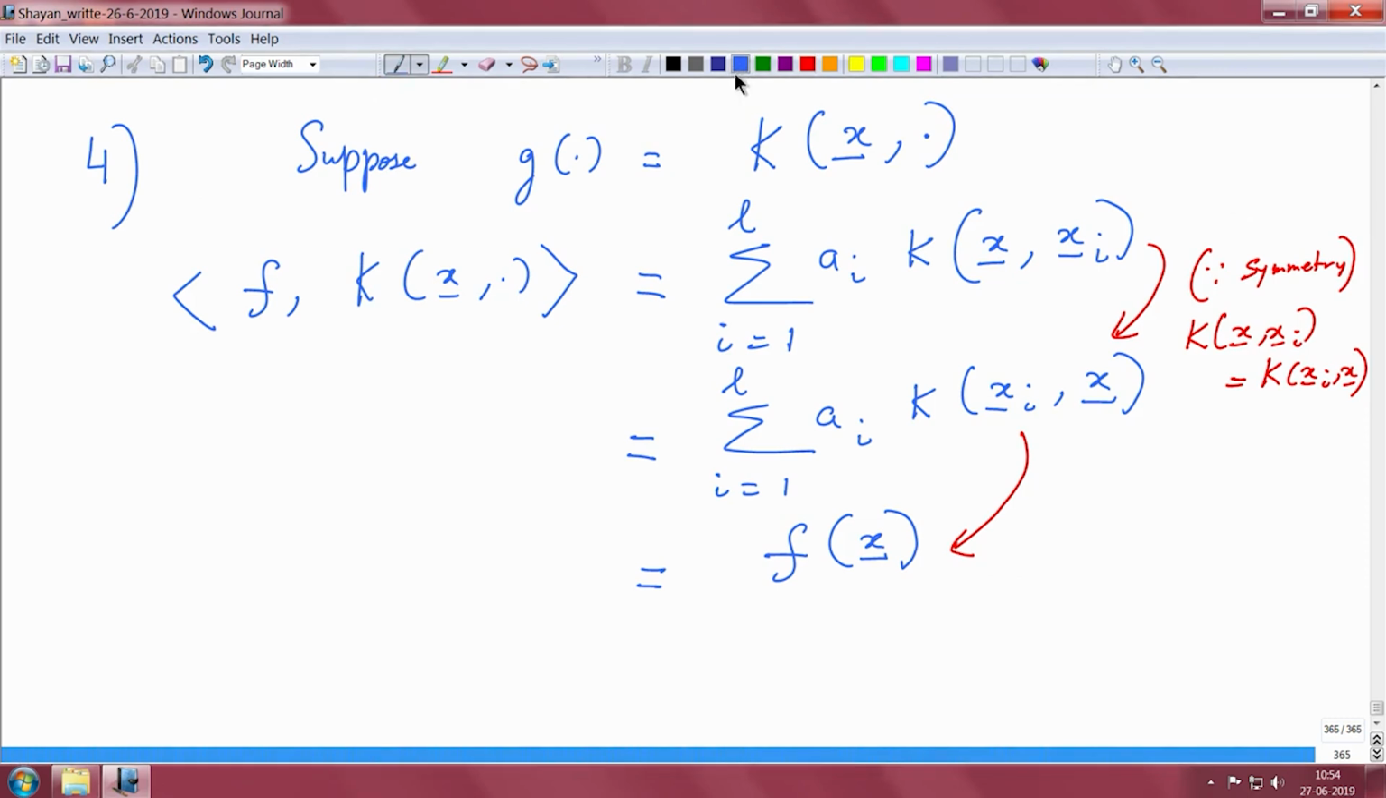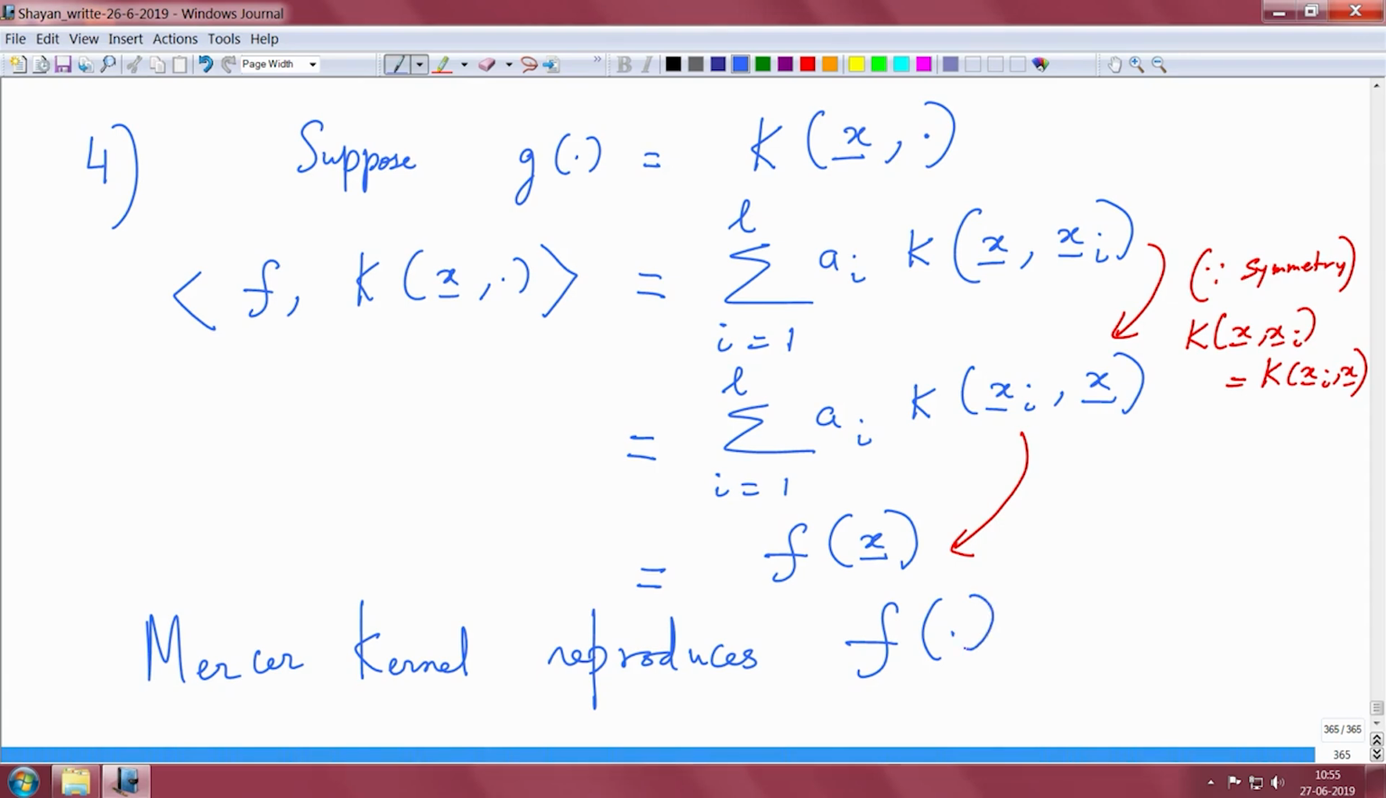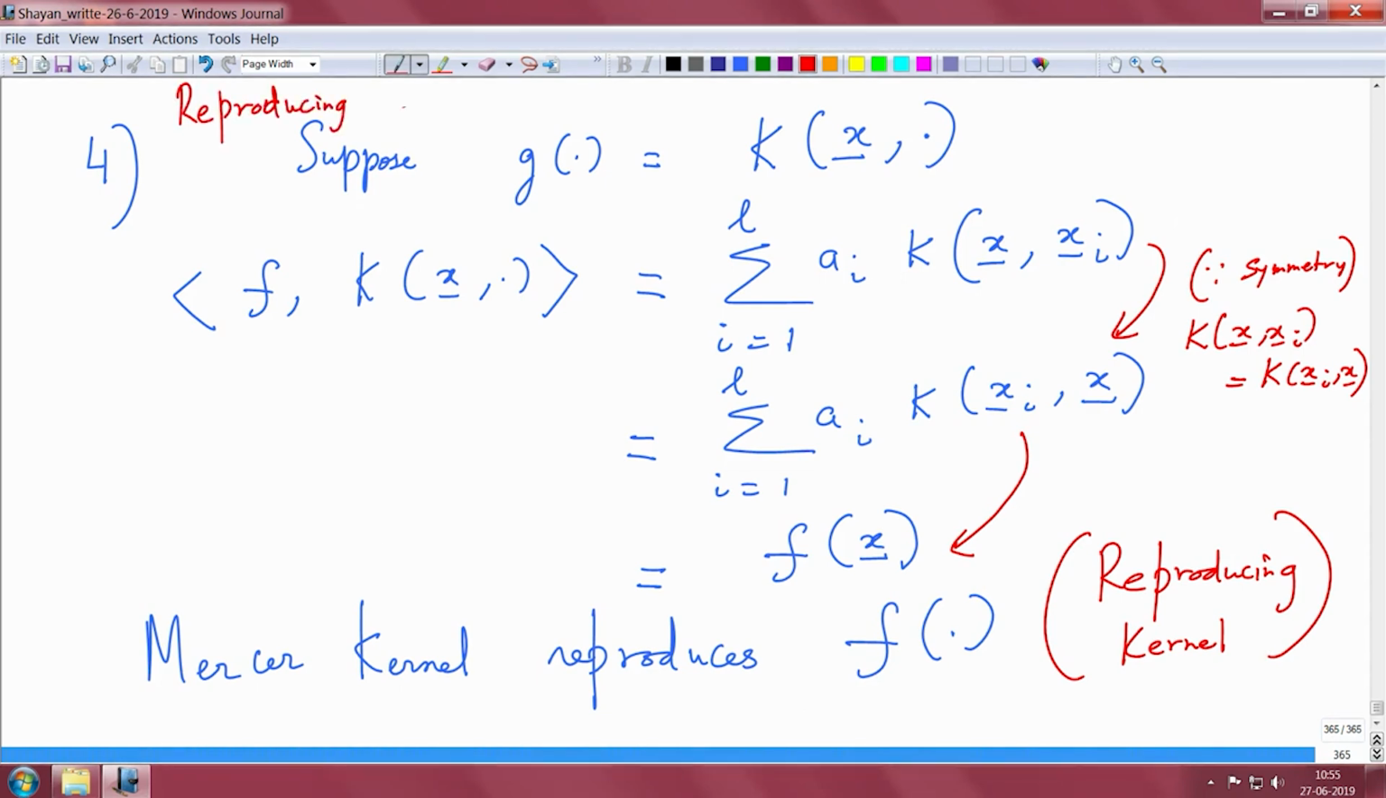That means the Mercer kernel reproduces this function back, and that is the reason why it is called a reproducing kernel, right. And this property is important, and it is called the reproducing kernel property.